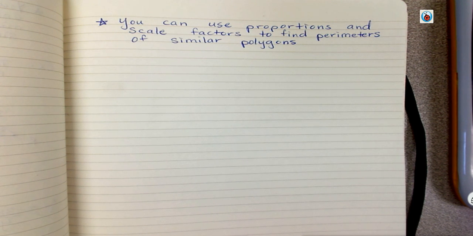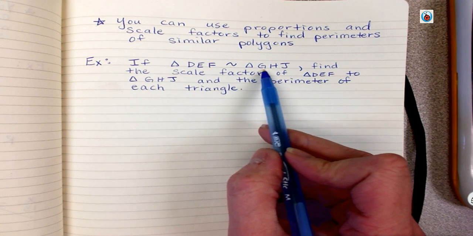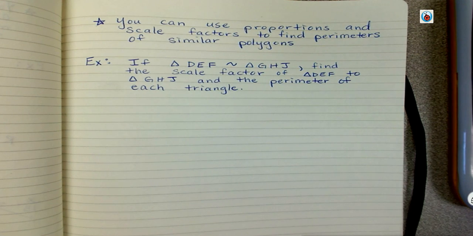Okay, and last, you can also use proportions and scale factors to find perimeters of similar polygons. So if triangle DEF is similar to triangle GHJ, find the scale factor of triangle DEF to triangle GHJ, which means you're going to take that ratio of one side length to the other corresponding side length and simplify it, and the perimeter of each triangle.